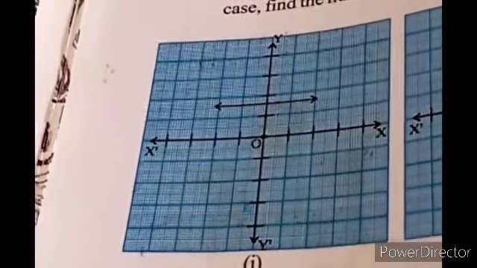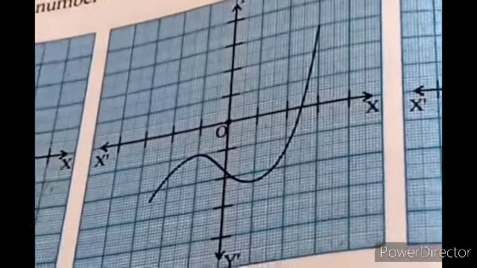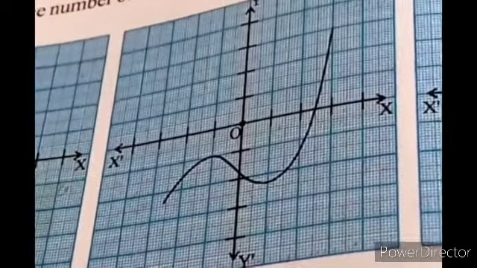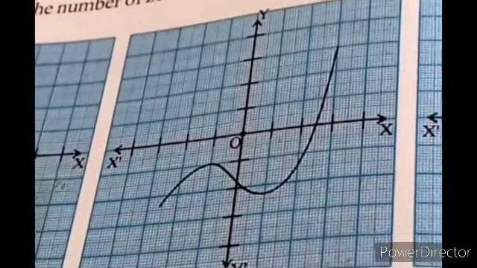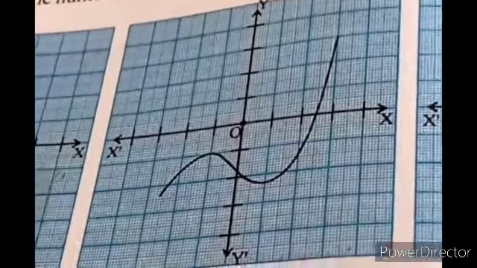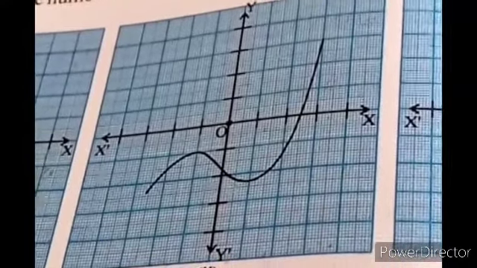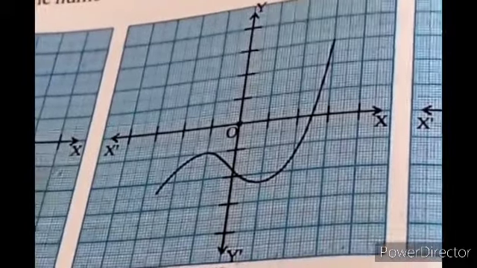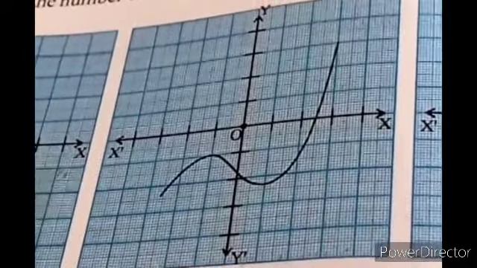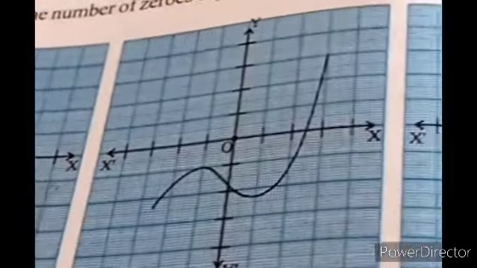In the next graph, a curve is given, but the curve touches the x-axis at how many points? Only 1 point. In the middle also we are getting a curve like this, but that touches the y-axis only, not the x-axis. Only at one point it touches the x-axis. So it has 1 zero, not more than that. Only 1 zero.